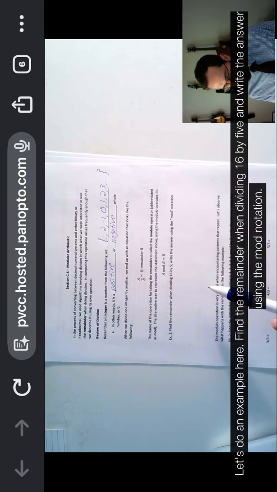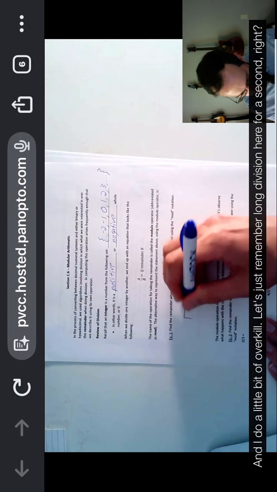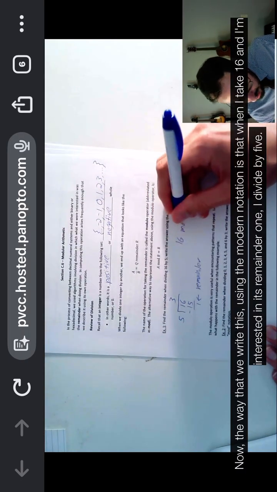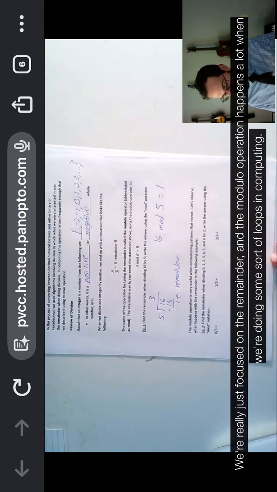Let's do an example here. Find the remainder when dividing 16 by 5 and write the answer using the mod notation. I do a little bit of overkill. Let's just remember long division here for a second. If I put 16 there and I want to know how many times 5 goes into 16, well, the greatest number that I can fit in there is 3 times 5. And remember, we take 3 times 5, we get 15. We subtract it, we're left with 1. At this point, 5 can't go into 1 at all, so that is our remainder. Now, the way that we write this using the mod notation is that when I take 16 and I'm interested in its remainder when I divide by 5, the thing I get is 1. For the purposes of doing this modulo operation, we're not really concerned with what the quotient is at all. We're really just focused on the remainder.